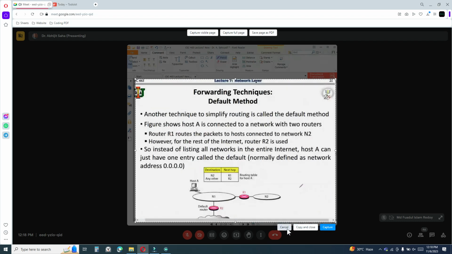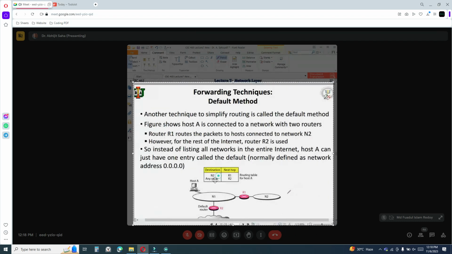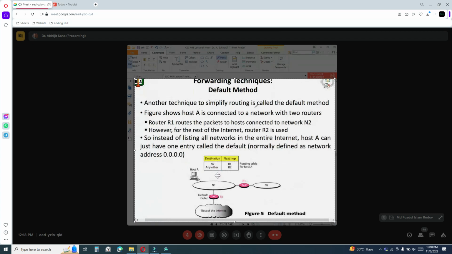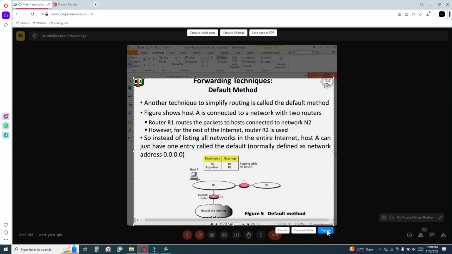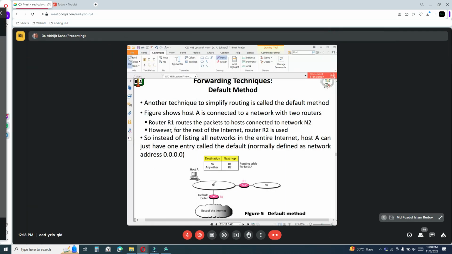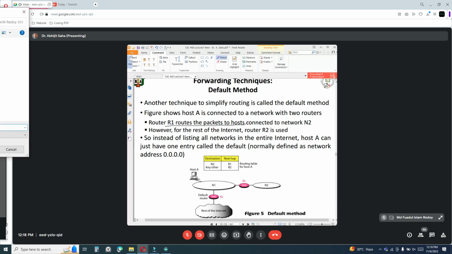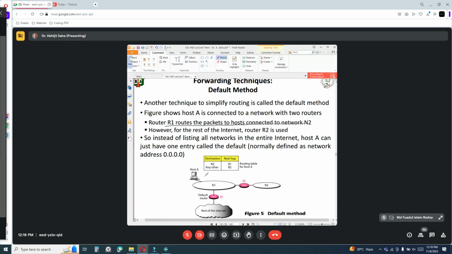Now if you are going for the default method, another technique to simplify routing is called the default method. The figure shows host A is connected to a network with two routers. You can see that router 1 and router 2 are connected with N1, and there is an N2, and there is the rest of the internet. Router 1 routes the packet to the host connected to the network N2. So if host A wants to send to any host present in the network N2, it just keeps the record that the destination is N2 and the next router is R1. However, for the rest of the internet, router 2 is used.